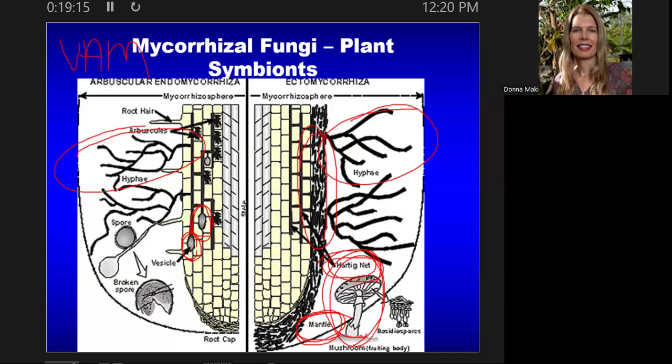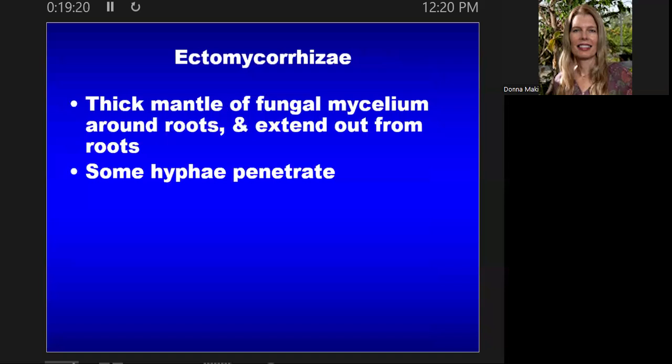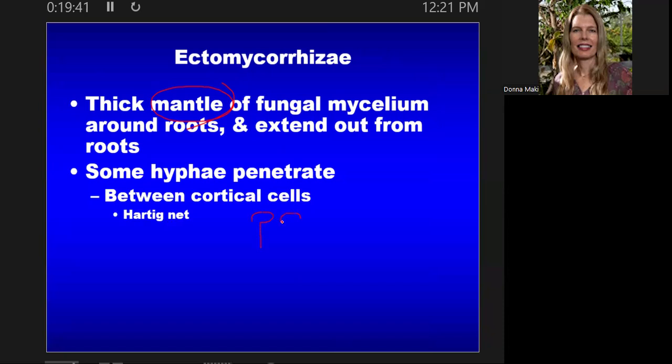Okay, so some similarities, some clear differences. This is in words what we were just going over on that slide. The thick mantle around the roots is very tissue-like because it's just so condensed and closely grown together. And then some penetrate between the cortical cells or parenchyma cells. Cortical is another word for root cell, but most of them are just parenchyma cells of the root. And so they're hanging out in the cell wall space. So that's the Hartig net.